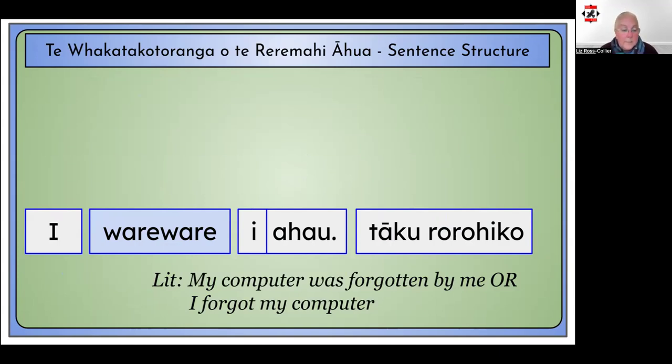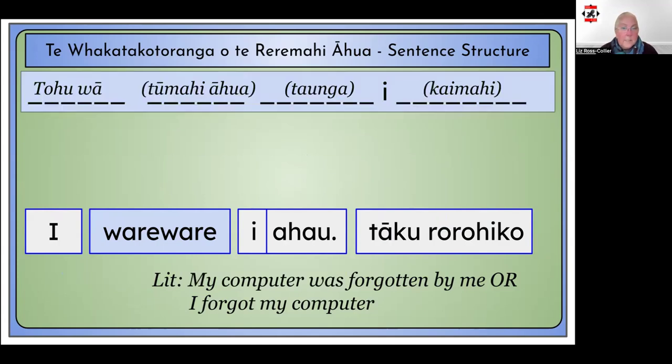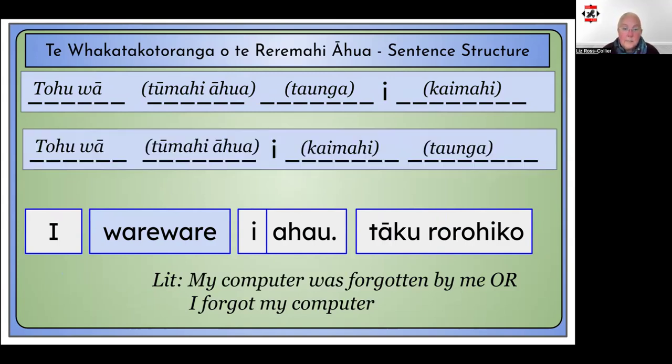So here is the sentence model. Starting with the tohu, then the tūmahi āhua, followed by the taonga and then the kaimahi. But when we change the sentence around, we shift the kaimahi to the front of the sentence. It looks like this.